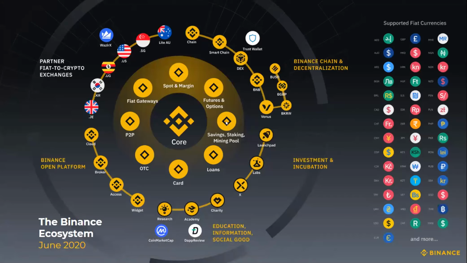We have a mining pool, staking. You can get loans on Binance. We have a card. We have OTC as over the counter trade, peer-to-peer trade, fiat gateways. So fiat gateways. I'm going to show you later on how to deposit Naira on Binance.